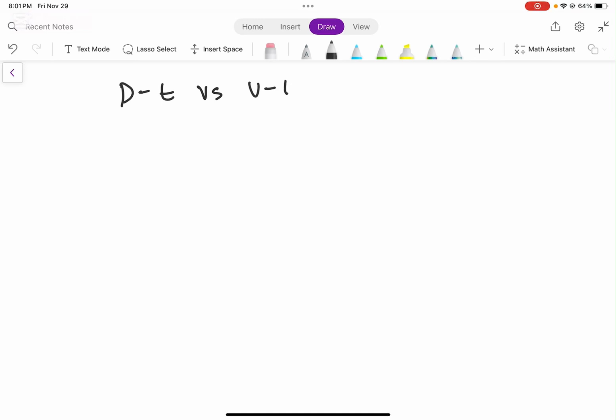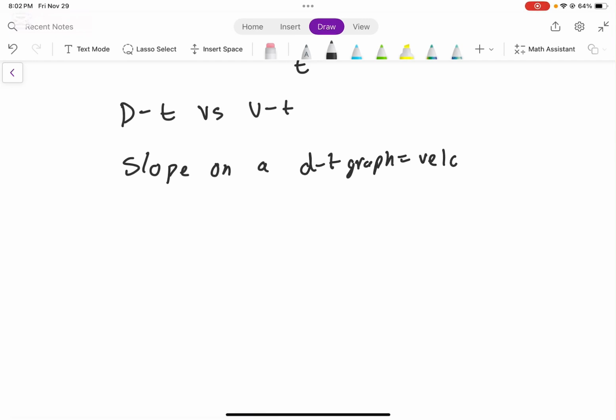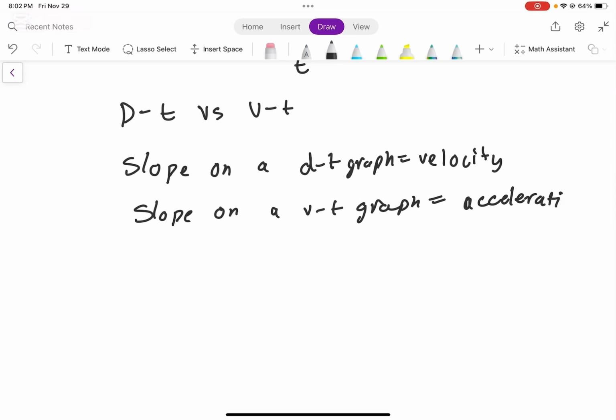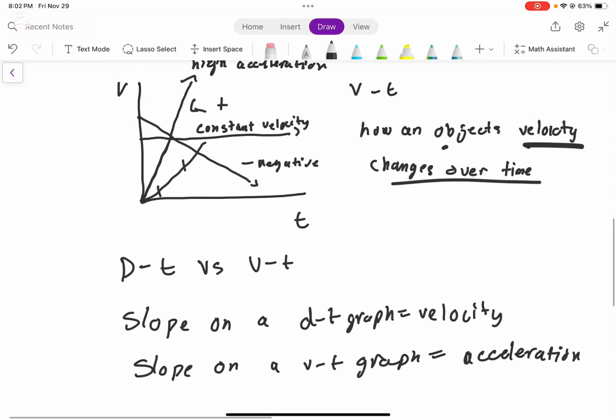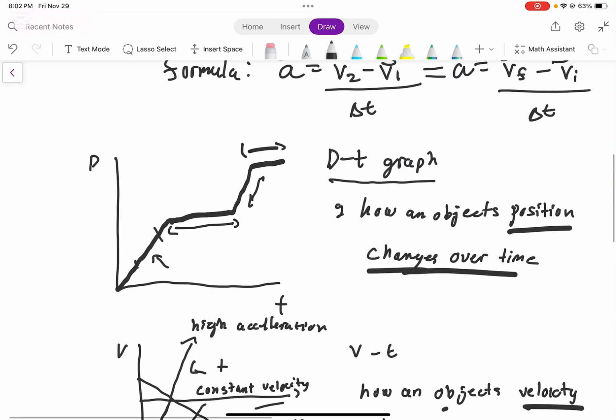versus VT graph. One of the differences that we can notice is that the slope on a DT graph basically means the velocity, whereas the slope on a VT graph is the acceleration. Another difference is how the straight line represents a constant velocity in a VT graph, whereas a straight line represents no velocity in a DT graph.